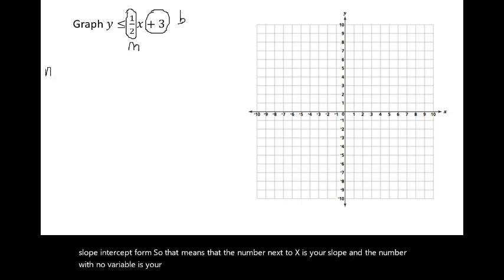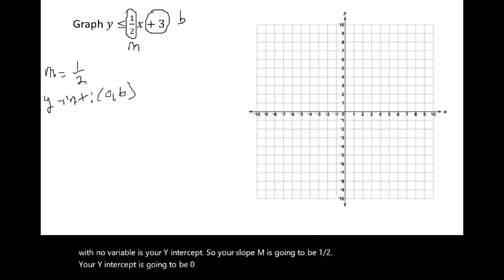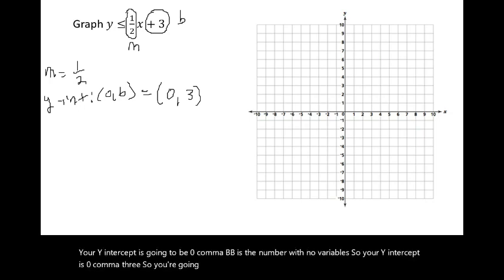So your slope m is going to be 1/2. Your y-intercept is going to be 0, comma b. b is the number with no variable, so your y-intercept is 0, comma 3. So you're going to start by graphing your y-intercept 0, comma 3. Then to get your second point, you're going to use the slope.